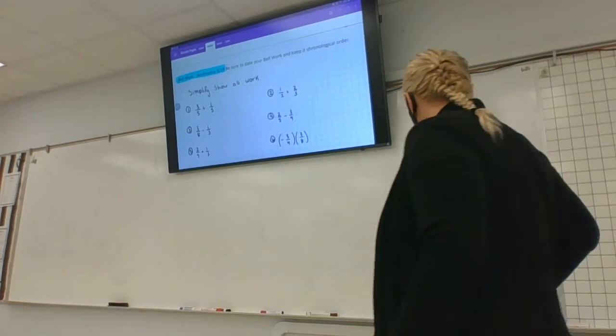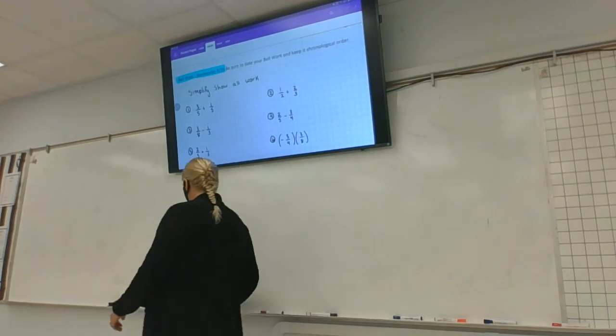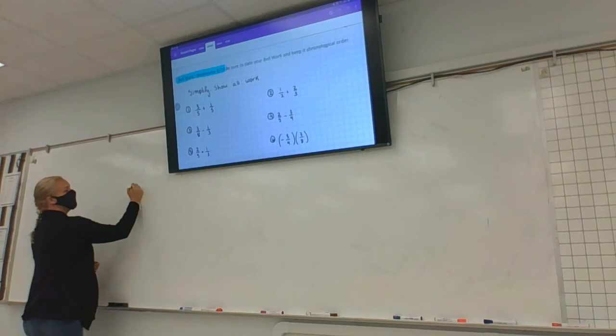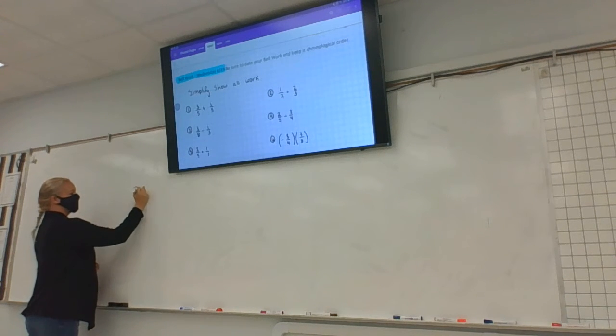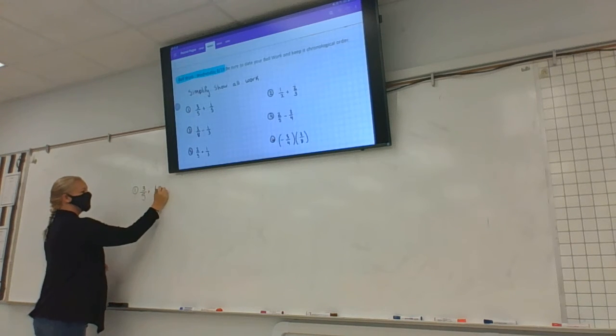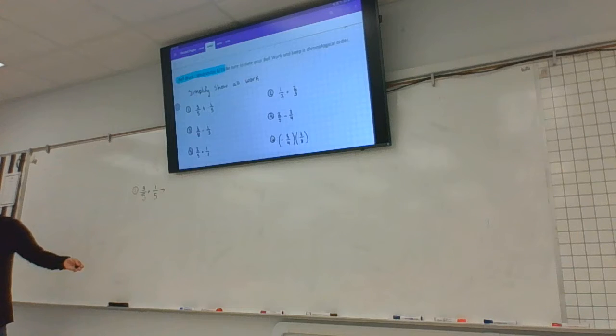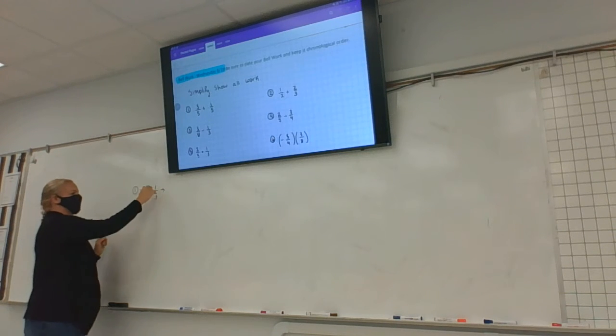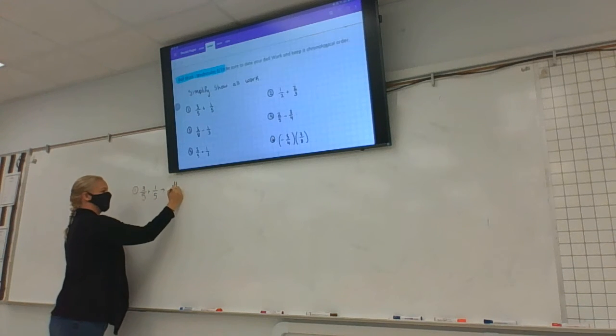Okay, let's go over bell work. Number 1 is super simple. What makes number 1 super simple, you guys? Denominators are the same, set up, ready to go. Add across the top. 4 over 5, no big deal.